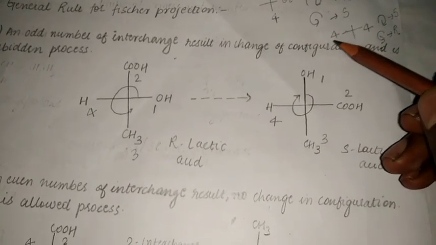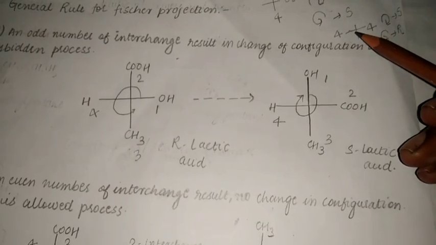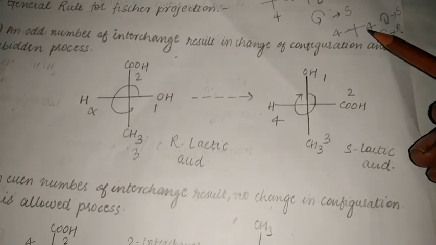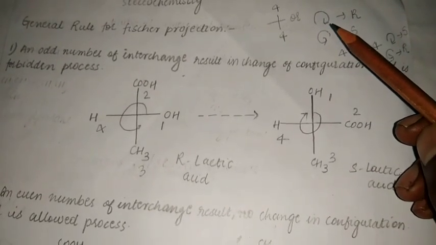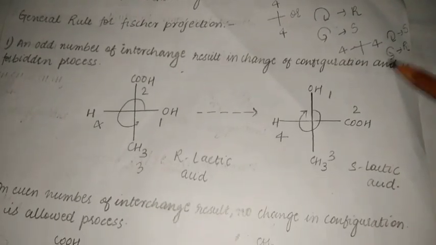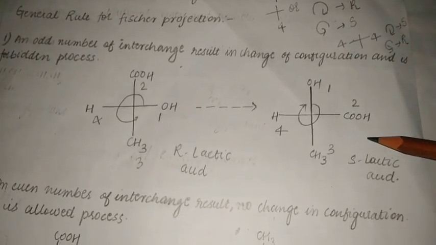As we have already seen, if the least functional group is present on either the left or right side of the molecule, then the golden rule will be applied and the original configuration will be totally reversed. So it becomes S configuration.